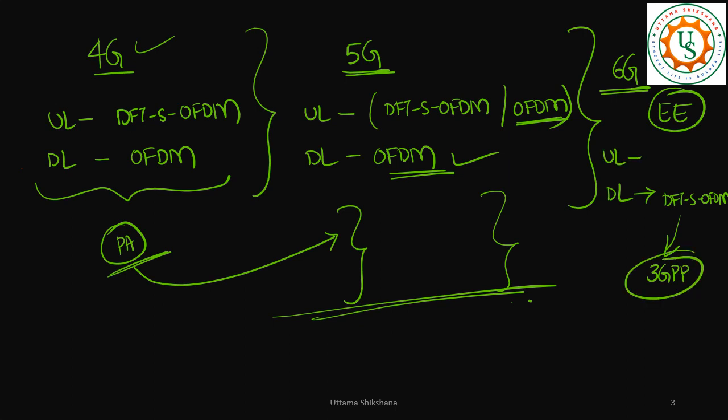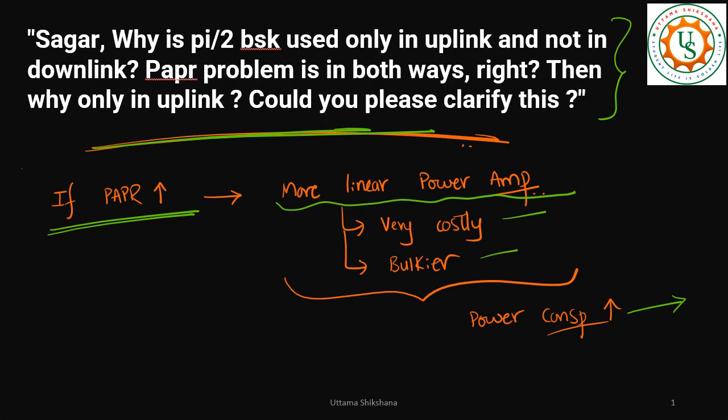But what about uplink? In uplink, I would say the same thing will be retained, but maybe a slightly different variation of this DFT-s-OFDM. But there are talks where the downlink can be DFT-s-OFDM in order to give a better performance in terms of energy efficiency, and also to increase the cell coverage. So I hope the concept is clear, that is, why PAPR is not a major problem in the downlink.